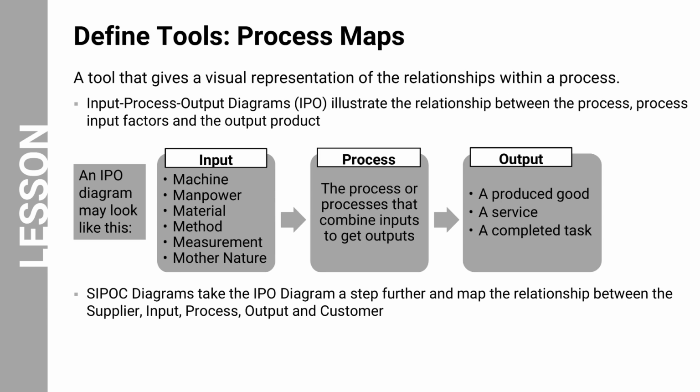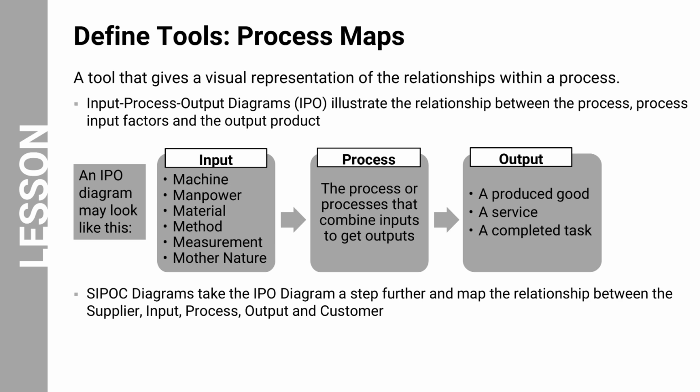Let us take a deeper look at the 3 main tools used in the define phase. A process map or process diagram is a tool that gives a visual representation of the relationships within a process. Input, process, output, and SIPOC diagrams are both process diagrams used to help the team understand the process. An input, process, output diagram, also called an IPO diagram used in conjunction with process maps, illustrates the relationship of the process input factors, and the outputted product.